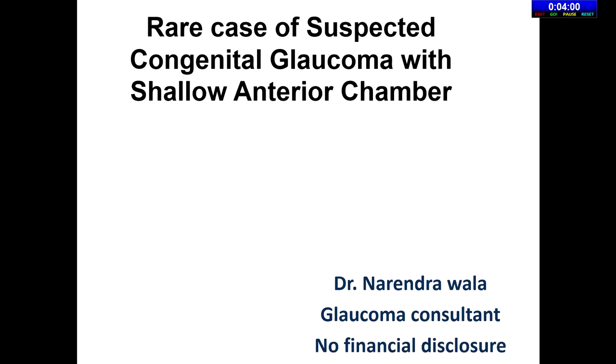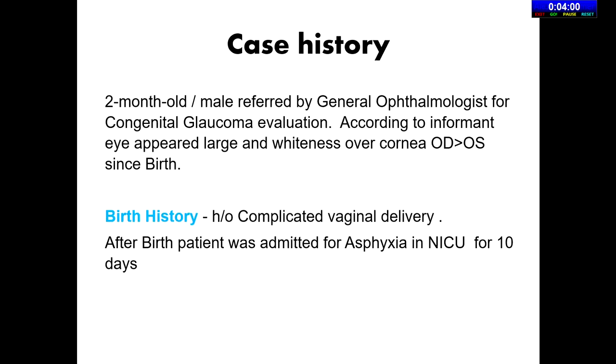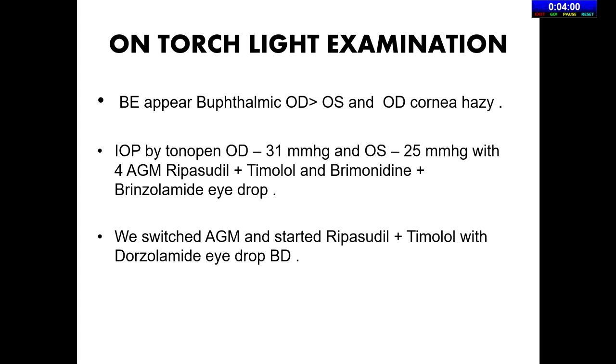Good afternoon all. I am presenting a rare case of suspected congenital glaucoma with shallow anterior chamber. The case history: a 2-month-old male referred by a general ophthalmologist for congenital glaucoma evaluation. According to informants, the eye appeared large with whiteness over the cornea, right eye more than left eye, since birth. The birth history was a complicated vaginal delivery. After birth, the patient was admitted for asphyxia in NICU for 10 days.